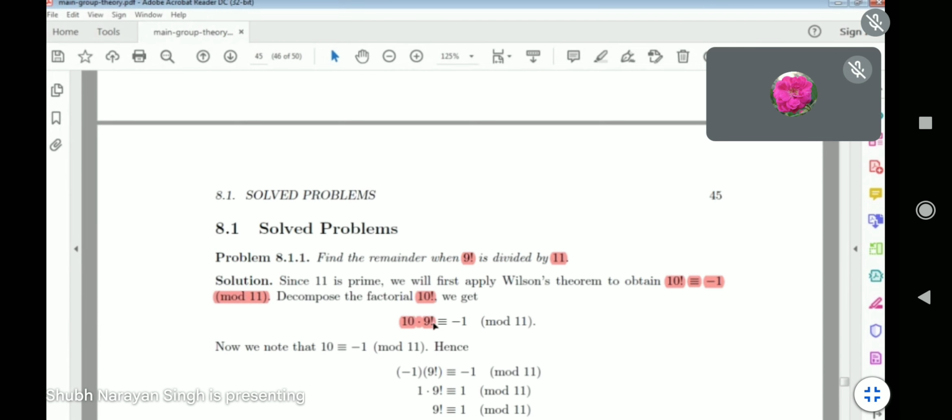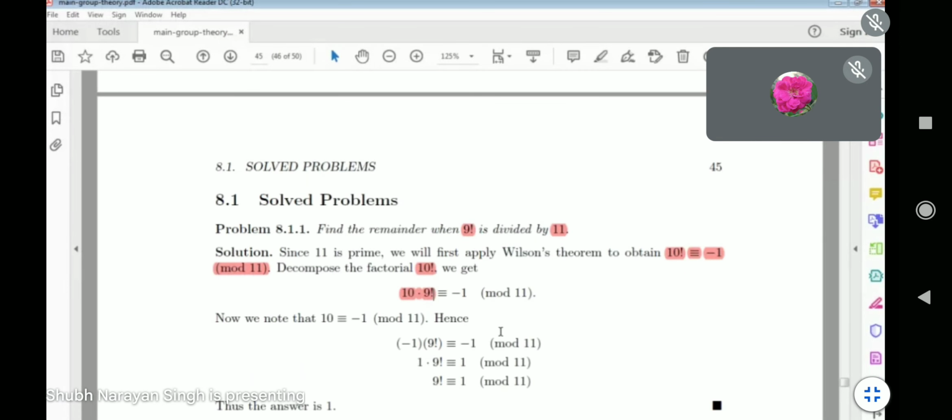Then 10 factorial can be written as 10 into 9 factorial, congruent to minus 1 modulo 11. Now, our goal is to find the remainder when 9 factorial is divided by 11. So always remember your goal. When you are proceeding with the solution, you always remember what your goal is.